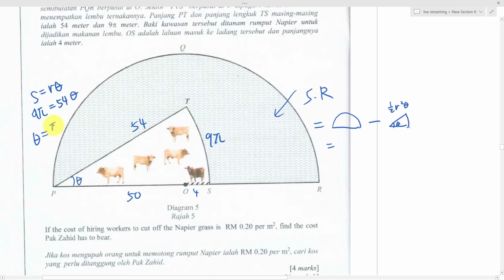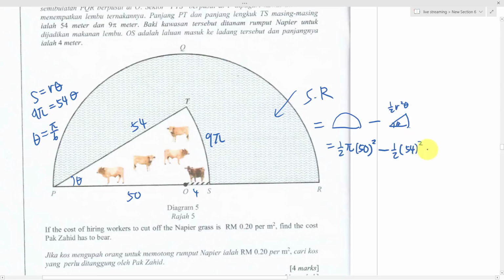So it's pi over 6. Alright, then I have every information ready. Then I find the semicircle. The semicircle is half pi r squared, half pi times 50 squared, minus the area of the sector, which is half r squared theta. My r is 54 in the sector.